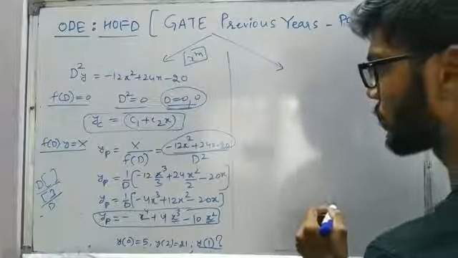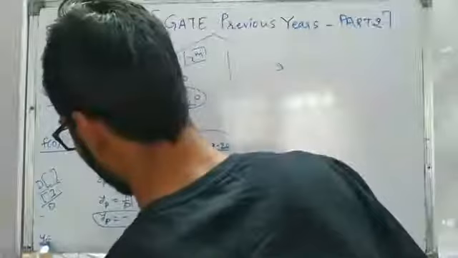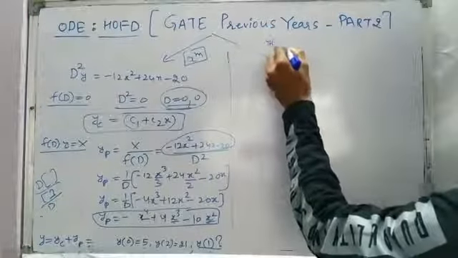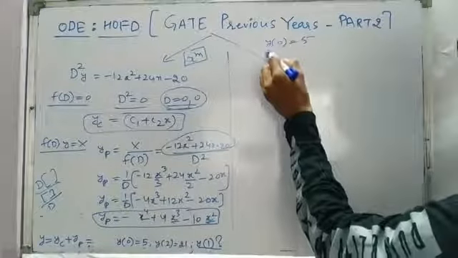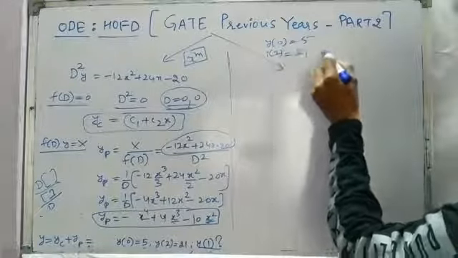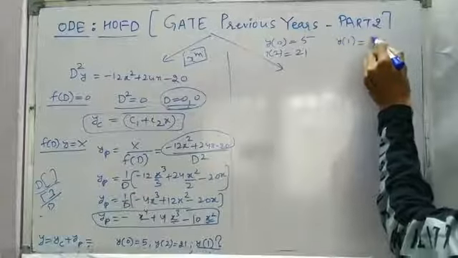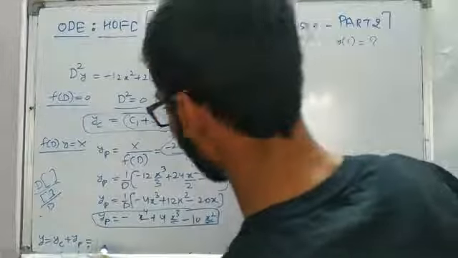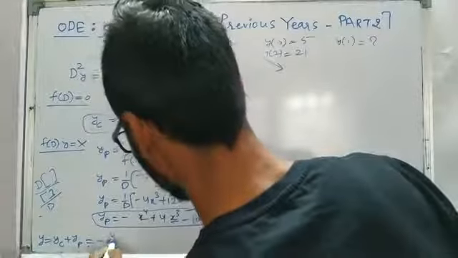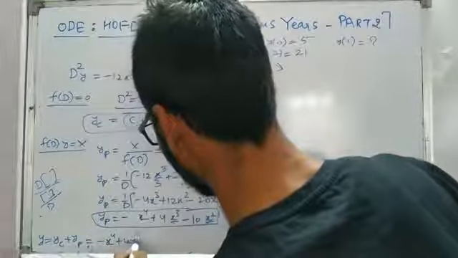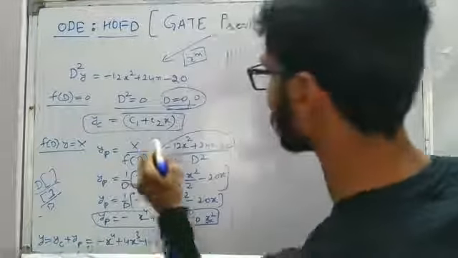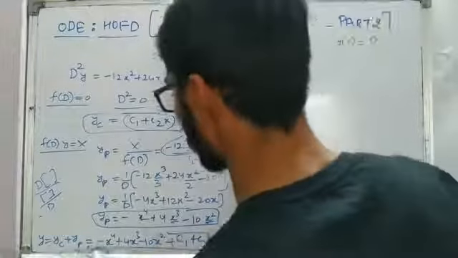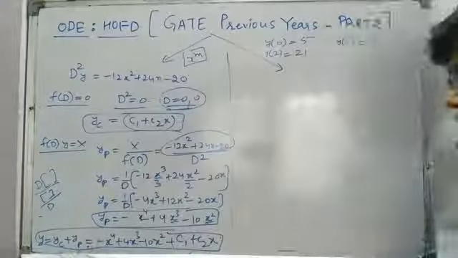So you are going to get the complete solution as y is equal to yc plus yp. And for further use, let's write the initial conditions here. y of 0 is equal to 5, y of 2 is equal to 21, and he is interested in the value of y at x equal to 1. So we are going to get the complete solution y is equal to yc plus yp as minus x power 4 plus 4x cube minus 10x square plus c1 plus c2x, or c1x plus c2, whatever. So this we are going to get as the complete solution.